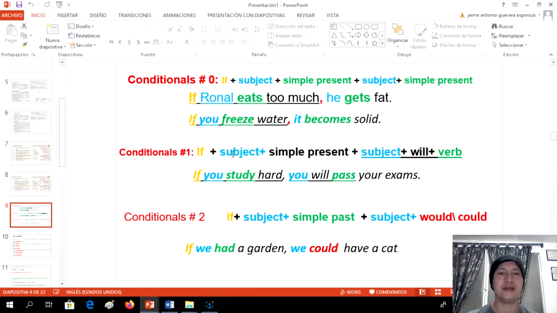Let's go with number 1. Use the same structure, but the difference is that the consequence is in the future. Use the auxiliary. Look, for example: if you study hard, you will pass your exam. Very good. If the quarantine is here now, people will be so sick. Or for example, if you eat a lot, you will be so fat. Or chubby, for example. This is the conditional type 1.